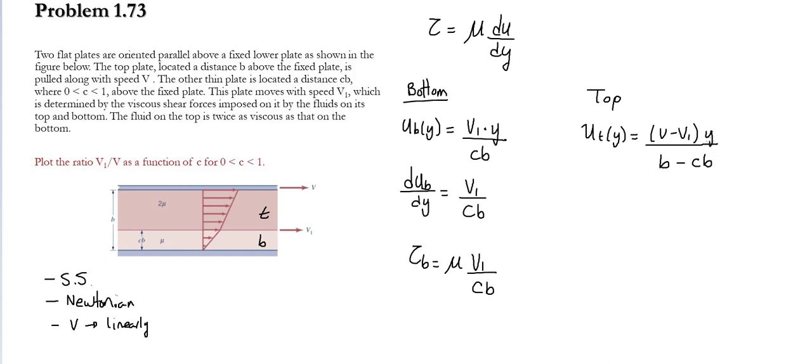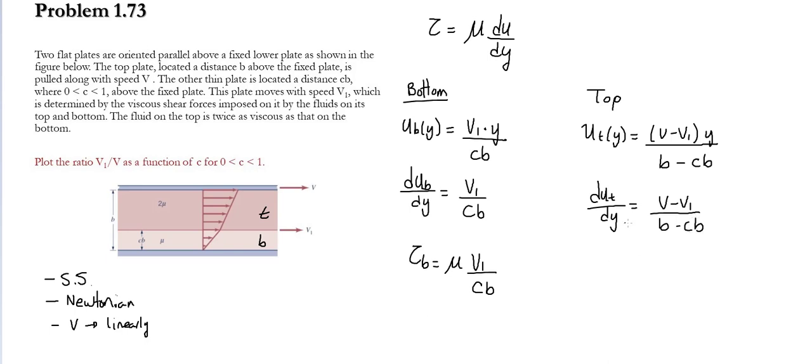If you replace y to be equal to b, this will become v. And once again, if you use cb, it will simplify to v1. So please make sure that you do that little process. Next, du dy, so we're taking the derivative with respect to y. Once again, it's linear, so we're simply left with the constants.